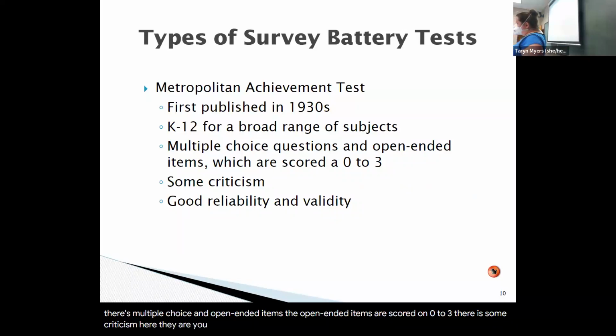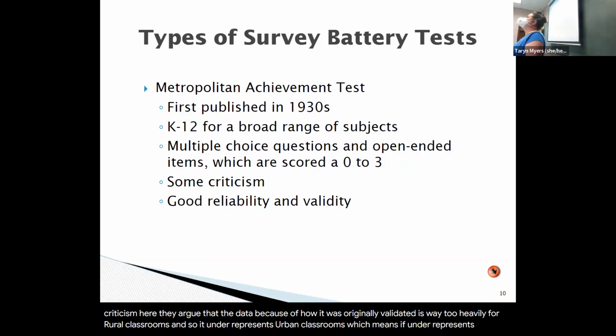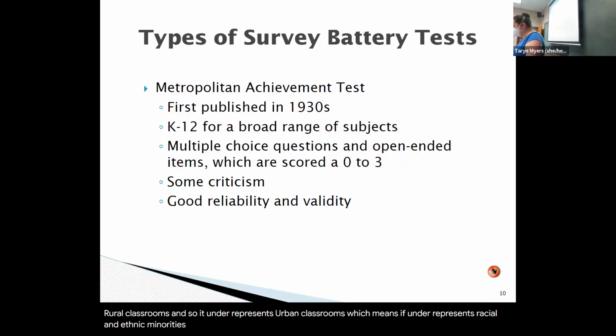They argue that the data, because of how it was originally validated, is way too heavily for rural classrooms. And so it underrepresents urban classrooms, which means it underrepresents racial and ethnic minorities. Right, and we know that that's problematic from some of our other stuff we've talked about. It does have good reliability and validity.